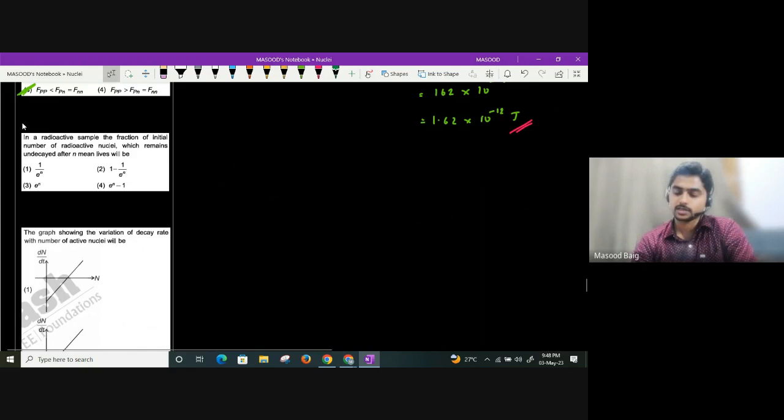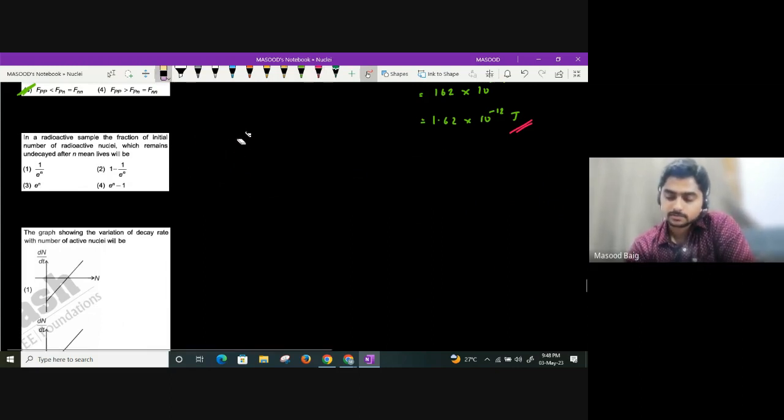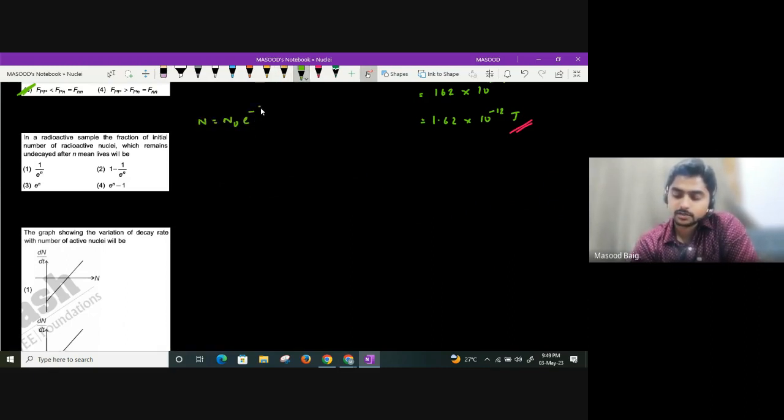Because if you see, in a radioactive sample, the fraction of initial number of nuclei which remains undecayed after n mean lives. So what will be the number of nuclei left? N mean lives, they said, not half lives, guys. So we can write number of nuclei left will be n naught e power minus lambda t. N is the number of nuclei left, n naught is the initial number. What is the time now? N mean lives, so n into t average you can write.